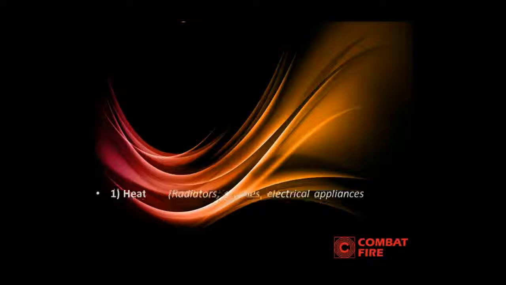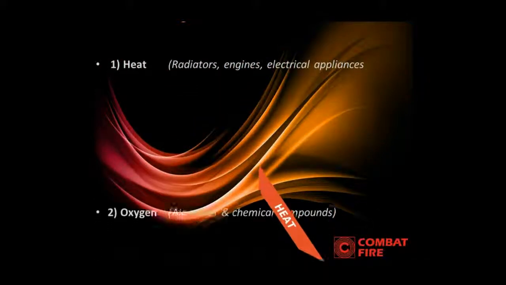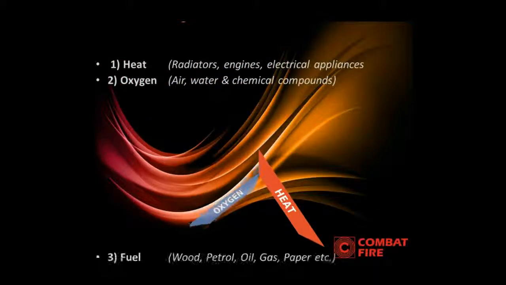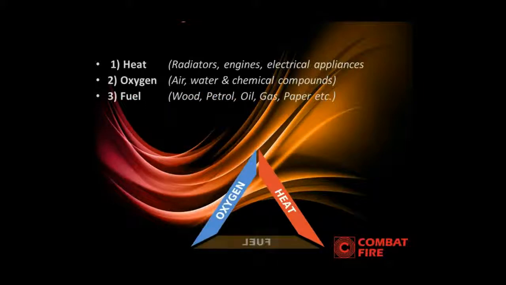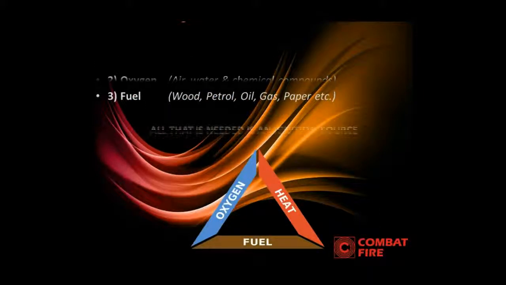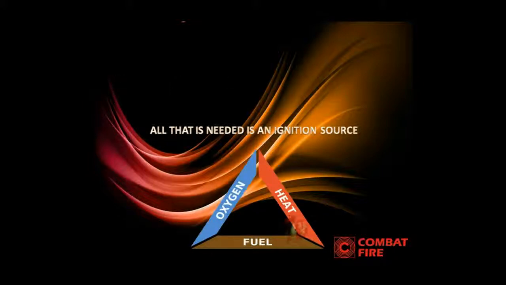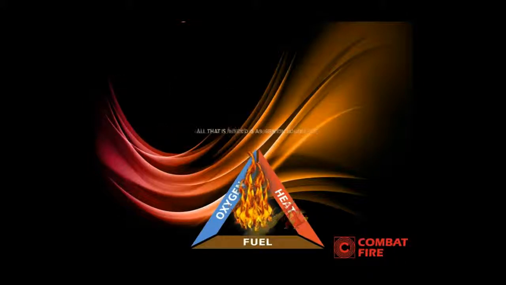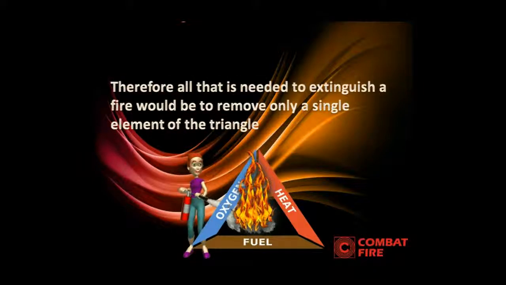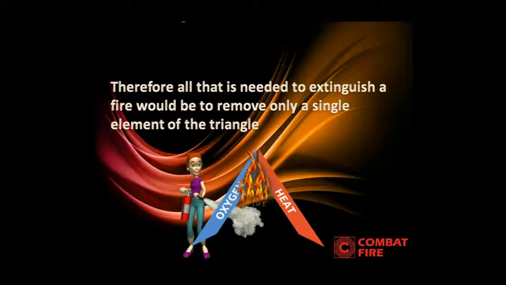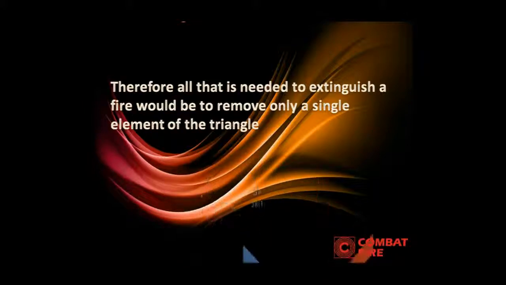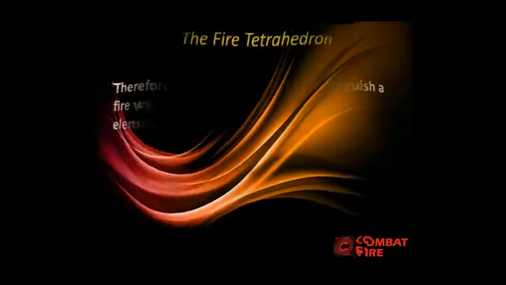Picture a triangle, 3 sides. Each side represents one element, heat, oxygen or fuel. All that is needed to make a fire is an ignition source. Remove any single one of these elements and the fire will be extinguished.